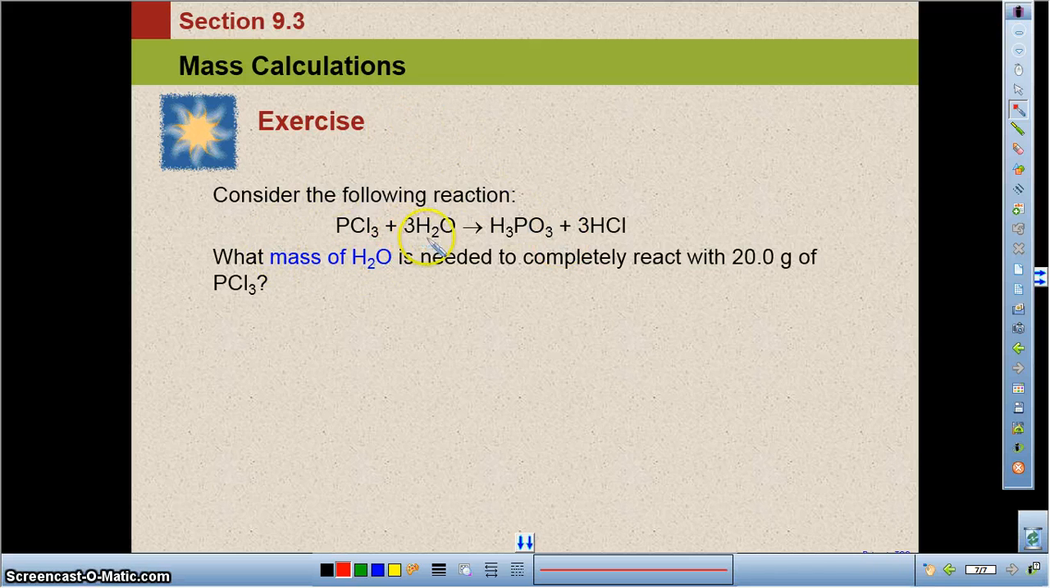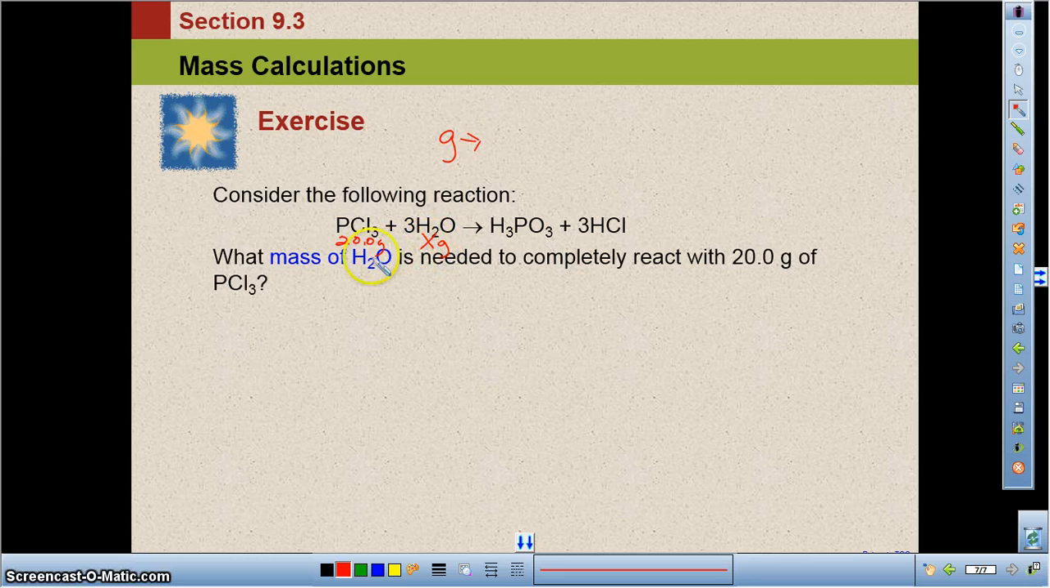What mass of water, so we're going to put X grams because it wants to know mass and that's grams, is needed to completely react with 20.0 grams of PCl3. Now, one thing I want to bring out is that before when we've done this, we've looked at grams of reactant to grams of product or moles of reactant to moles of product. And you can actually do the same process looking at products or reactants together to see how much you need. If I have this much of this, how much of this would I need?